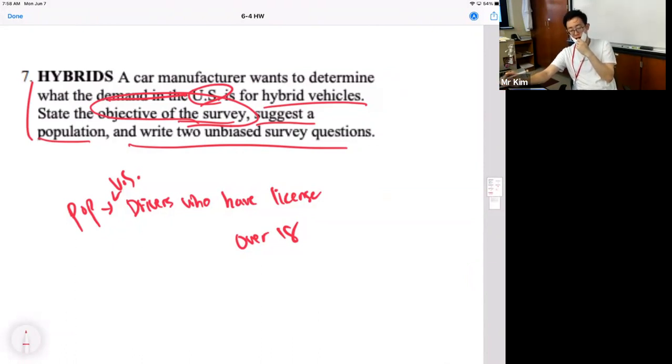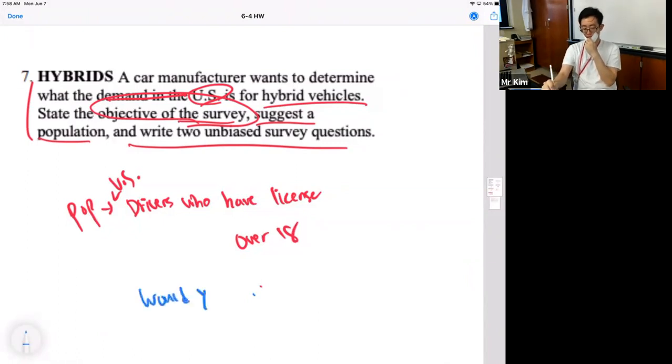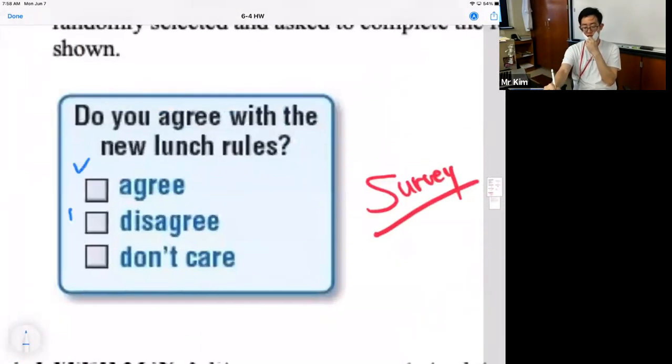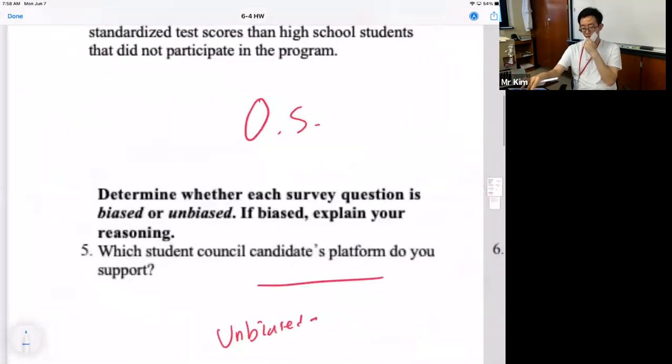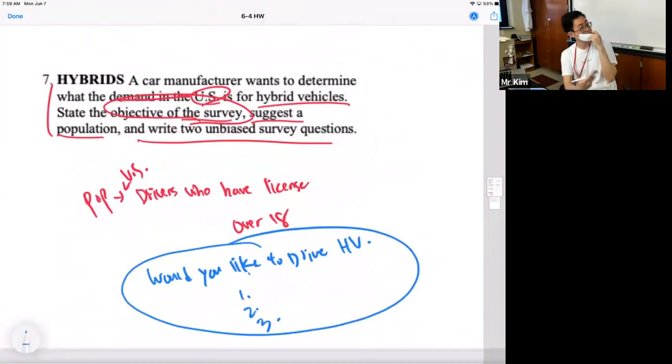And write 2 unbiased survey questions. Can you give me one of those, please? Would you like to drive a hybrid car? And then you would just have options like yes, no, maybe. Yep. Would you like to drive hybrid vehicles? Like, you know, 1, 2, 3, like the options that we had for this one. We can say agree, disagree, or I don't care. Another way that you guys can do it, it's really up to the context, right? You're just trying to get the opinions out of the people. And yeah, these are really good ways to conduct a survey.